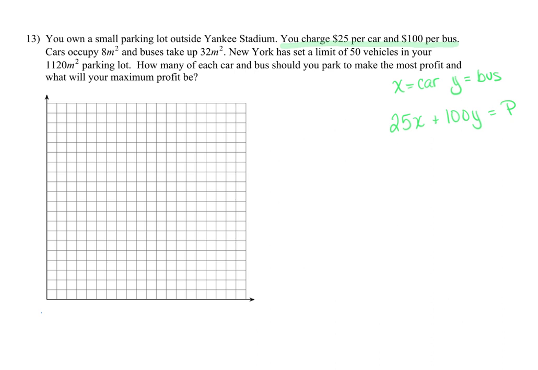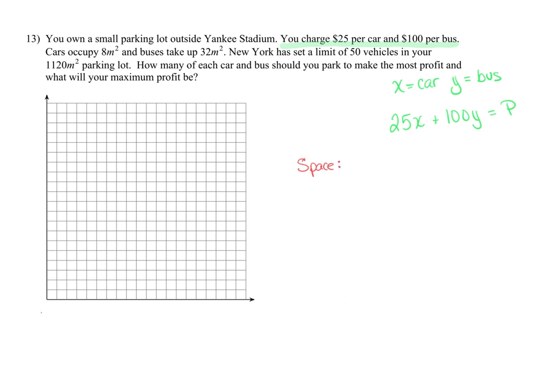So now I'm going to look for limitations. I have two limitations here. I have a limitation on space, and I have a limitation on the number of vehicles I'm allowed to have. All right? So we'll talk about space first. This is my first limitation, is how much space it occupies. And so you can think of these constraints as limitations.